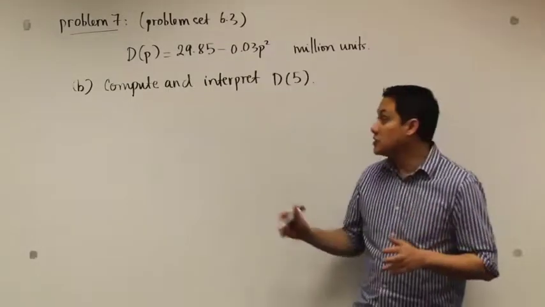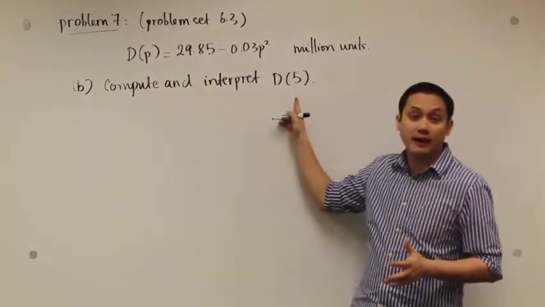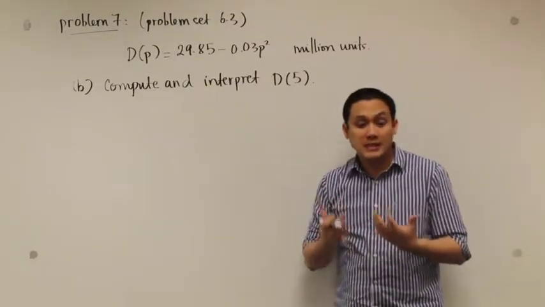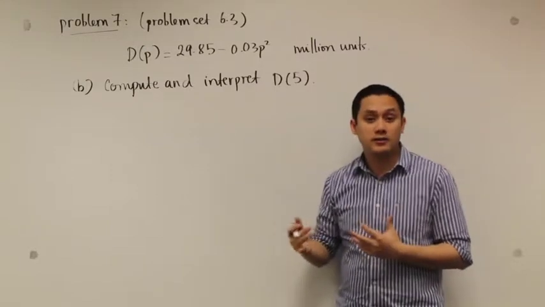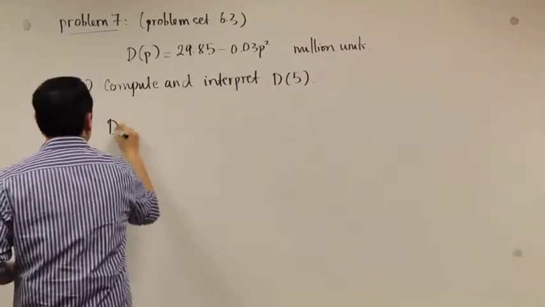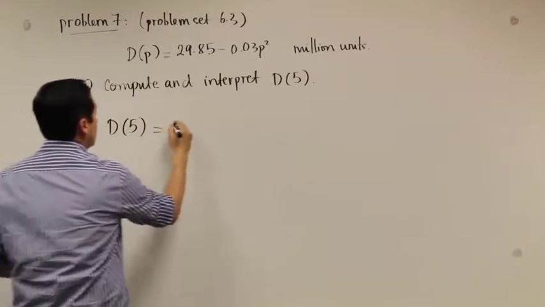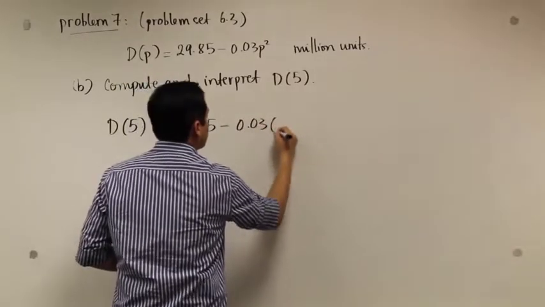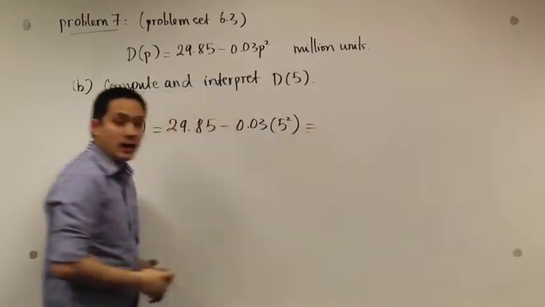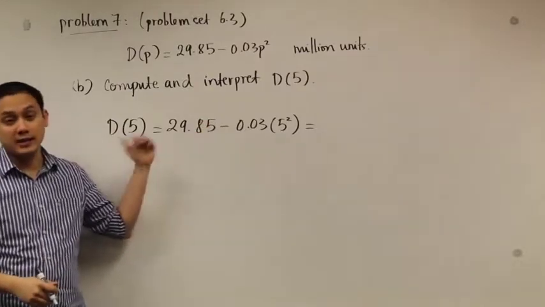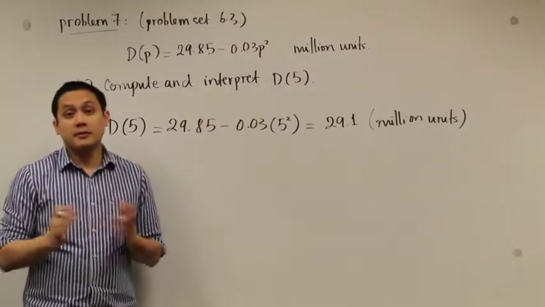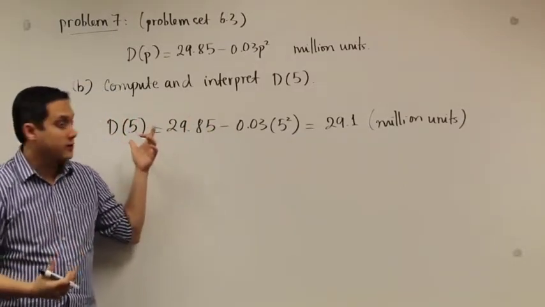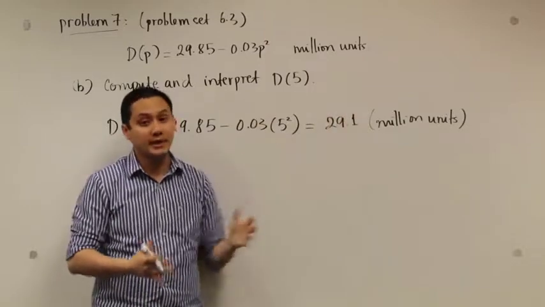In part B, they ask you to compute D of 5 and interpret what you got from the calculation. You want to calculate the quantity demanded at the price of $5. That is D of 5 equal to 29.85 minus 0.03 times 5 squared. And using a calculator, you could get the quantity demanded value. So from a calculator, the quantity demanded at the price of $5 is 29.1 million items.